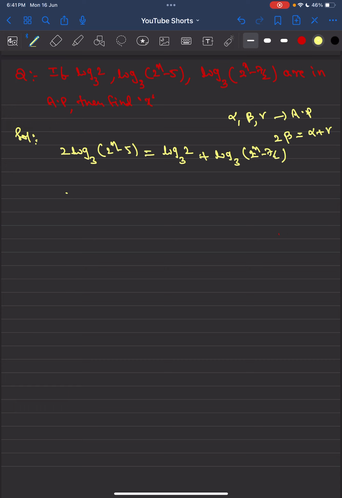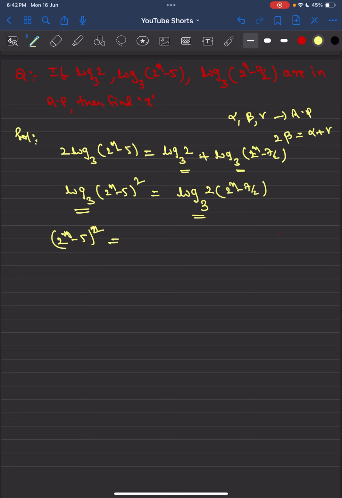So now this is nothing but log base 3 of (2^x minus 5) whole square is equal to, here the bases are the same, so log a plus log b is log ab, that is log base 3 of 2 into (2^x minus 7/2). So on both sides log base 3 is there, you can remove log, then it becomes (2^x minus 5) whole square is equal to 2 times (2^x minus 7/2).